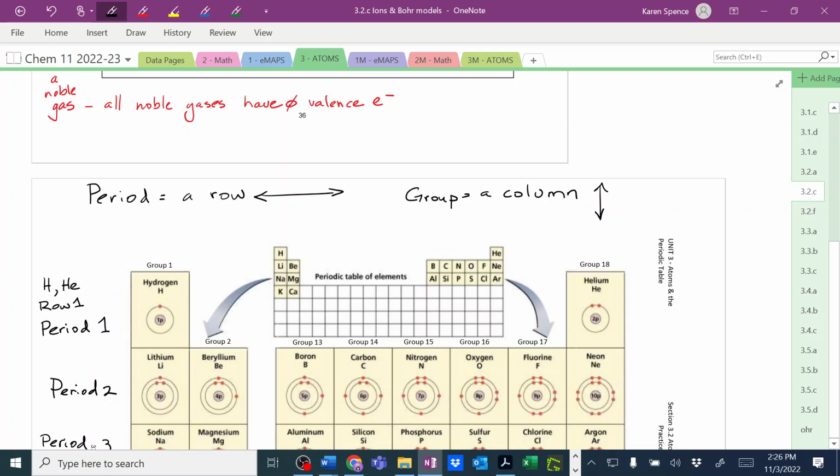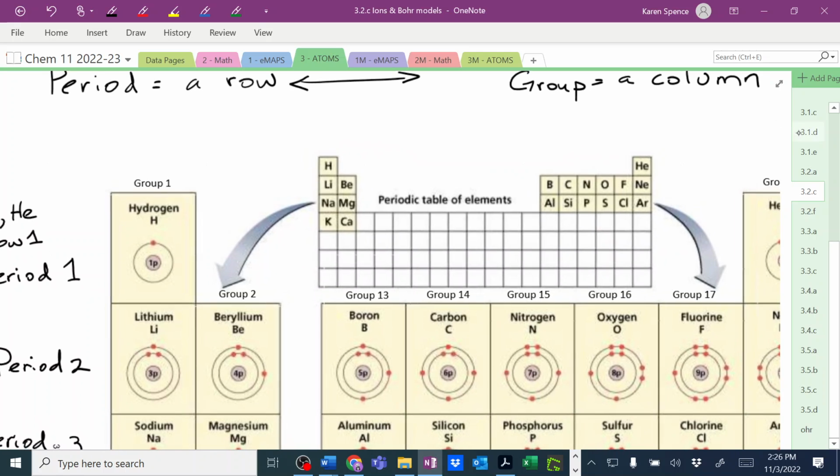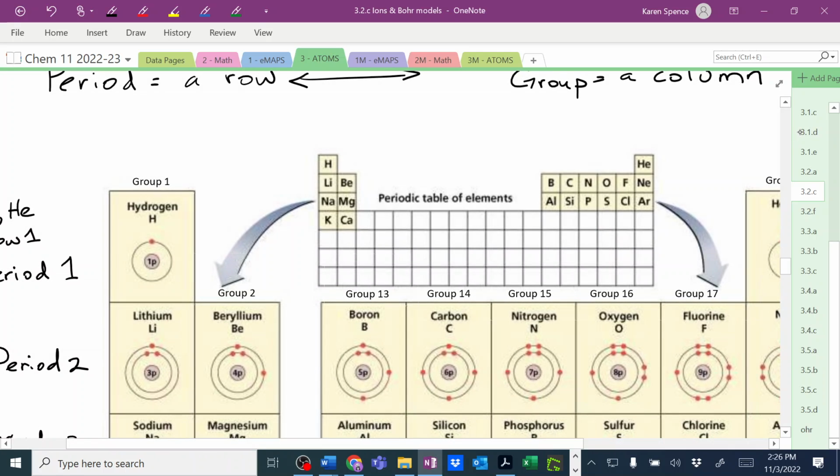So you'll notice we have group 1, group 2 on here, and then we're skipping over all the transition elements because you can't really draw Bohr models for transition elements, okay? So that's why we don't have them on this diagram, is because this is Bohr models, all right? Transition elements do not do well with Bohr models.